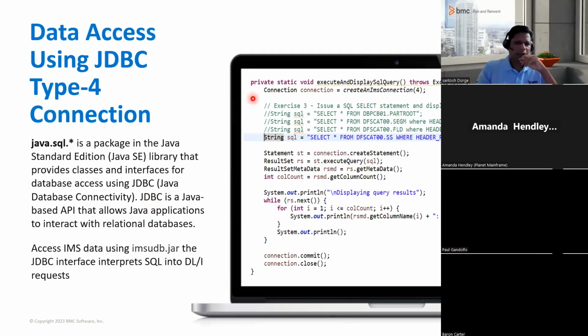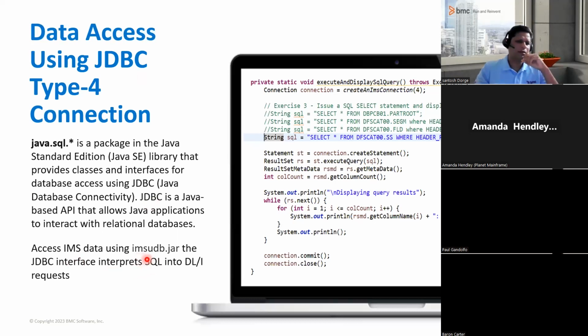Okay, here is an example of code again using that IMS UDB .jar file which is shipped with the IMS. The data access using the JDBC type 4 connection. Java.sql is a package in the Java standard edition library that provides access and interface to the database access using JDBC. JDBC is a Java-based API that allows Java applications to interact with relational databases.